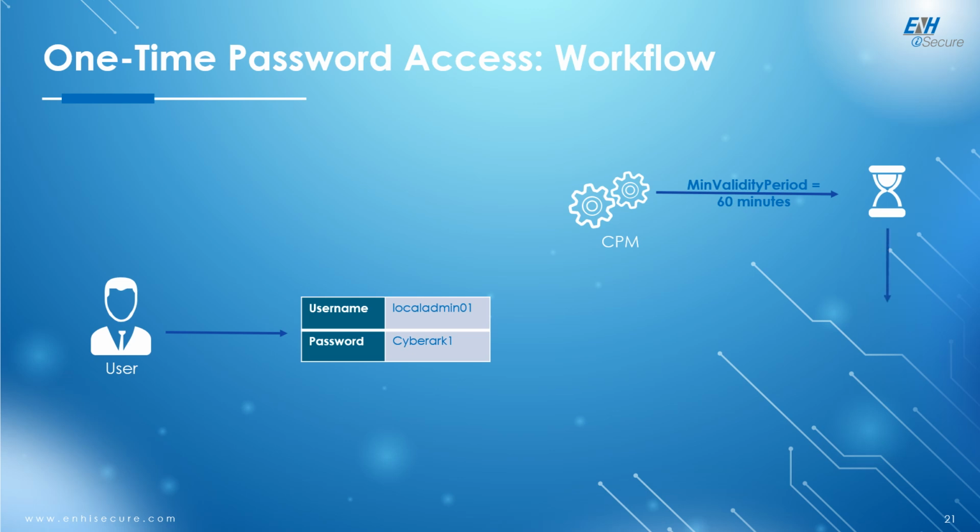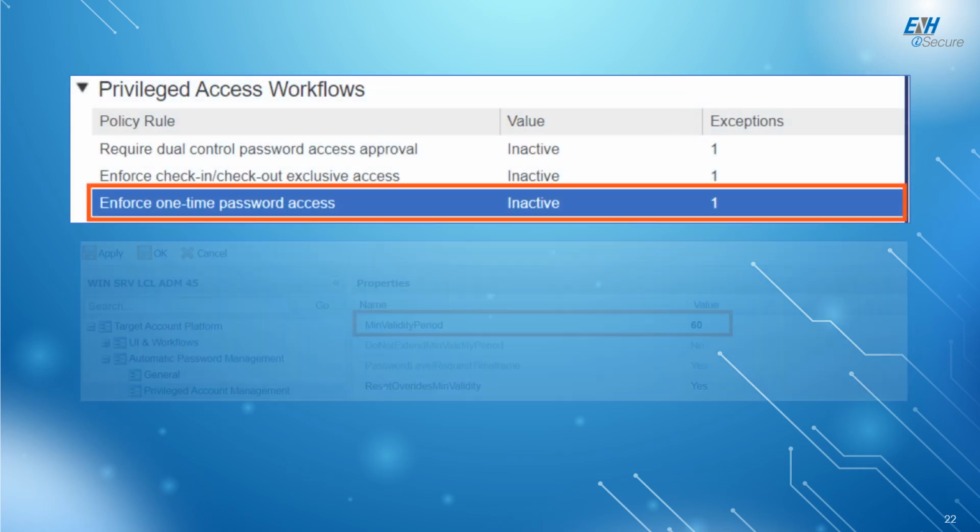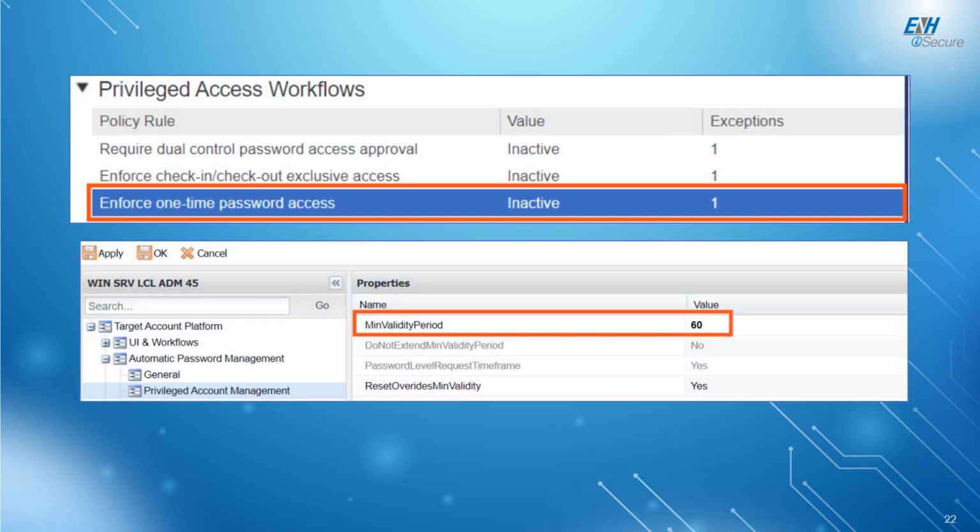After successful use of the account, the CPM checks the min validity period. If the min validity period has elapsed, the CPM initiates a password change for the account. The CPM generates a new password for the account. The new password is updated in the vault and is now ready for the next use. This is how we can configure one-time password policy with the help of min validity period specified in the platform settings.